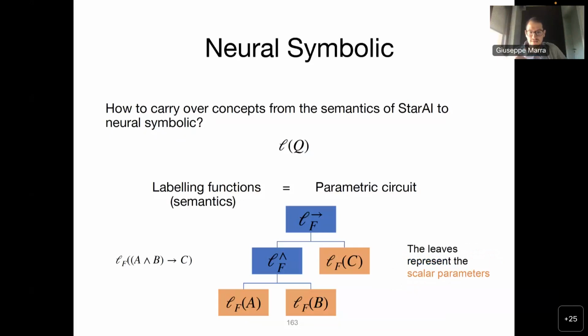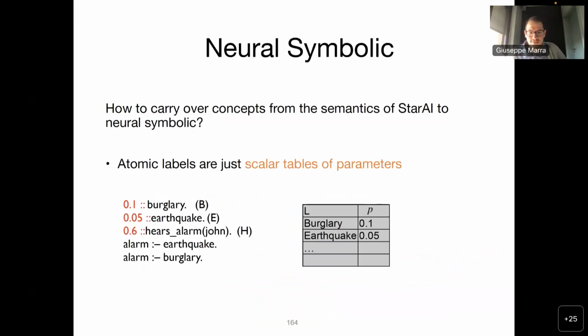And the way you usually provide these values is by a table. So you have a program, and then you say, okay, burglary has probability 0.1, earthquake has probability 0.04. Same for fuzzy logic. You can say burglary is 0.9 or whatever. So you provide a scalar. So this is a scalar parameterization of these circuits. The parameters of these circuits are scalar values.